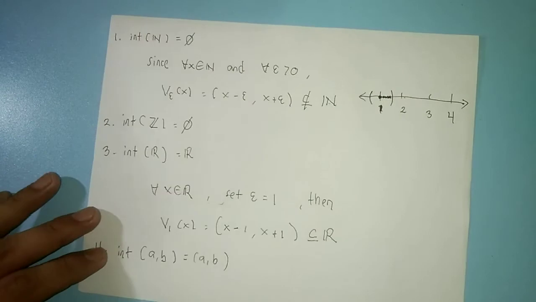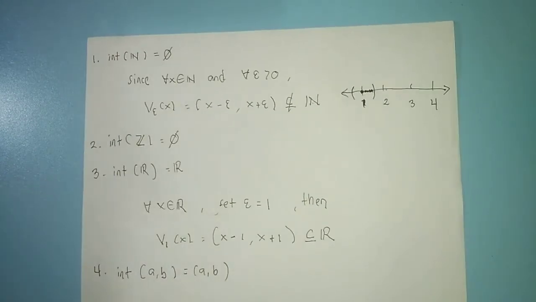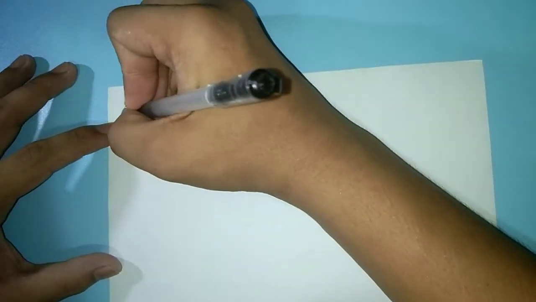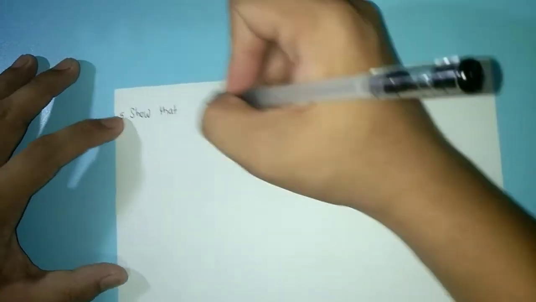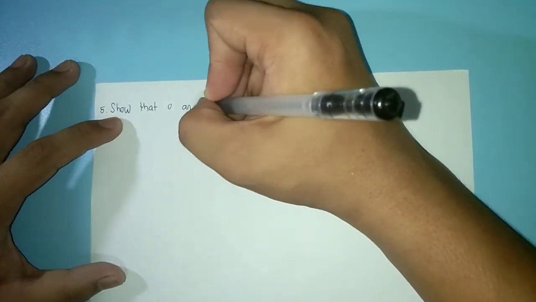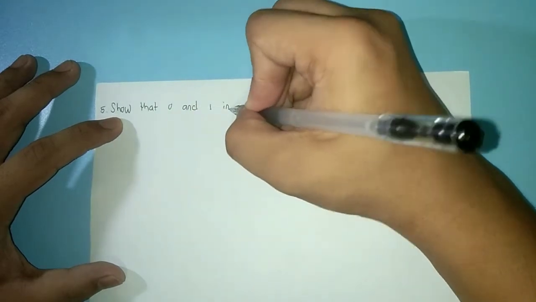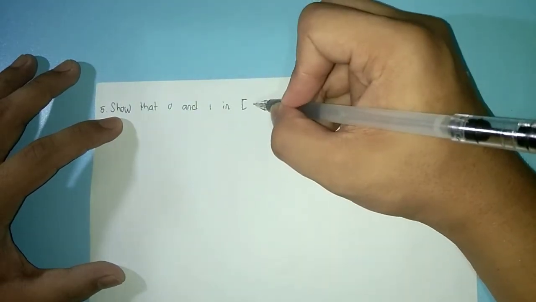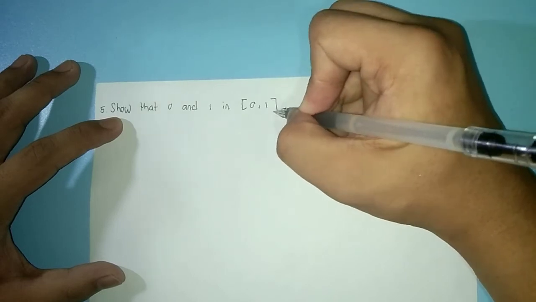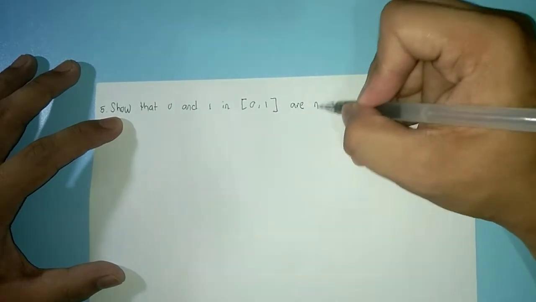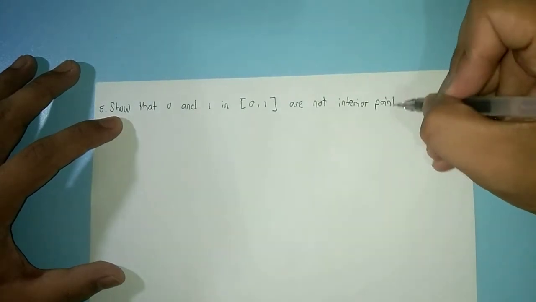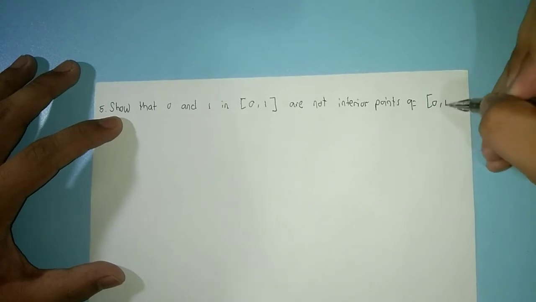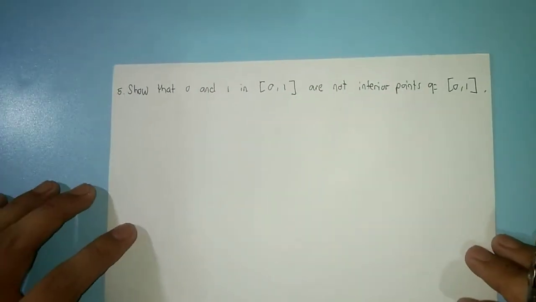So, paano natin masasabi kung hindi siya interior point? Let's have another example. Okay, so example number 5. Show that 0 and 1 in the closed and bounded interval [0, 1] are not interior points of [0, 1]. Okay, so yan.